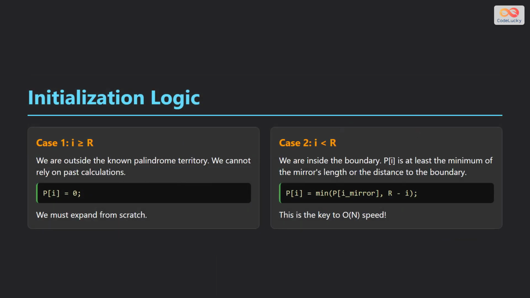So we have two cases. If our current index i is outside the boundary R, we have no prior information, so we start with a radius of 0. However, if i is inside R, we can initialize P of i using the minimum of two values, the value at its mirror index or the distance from i to the boundary R. This jumpstart is what prevents redundant checks.